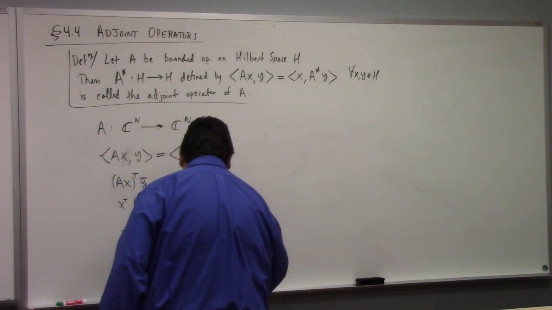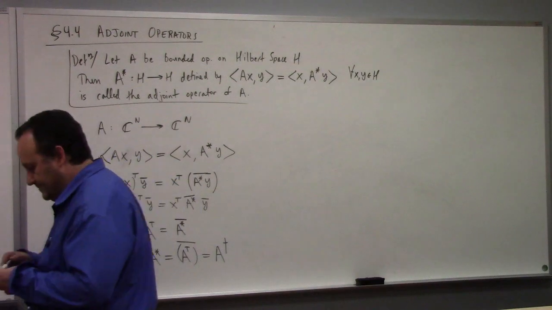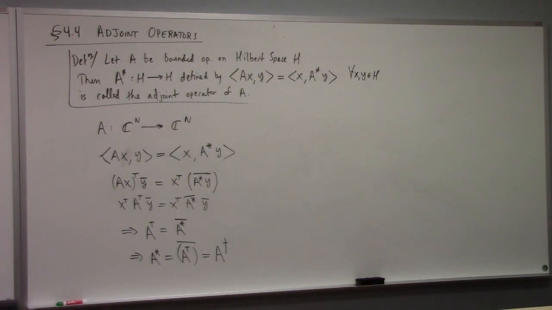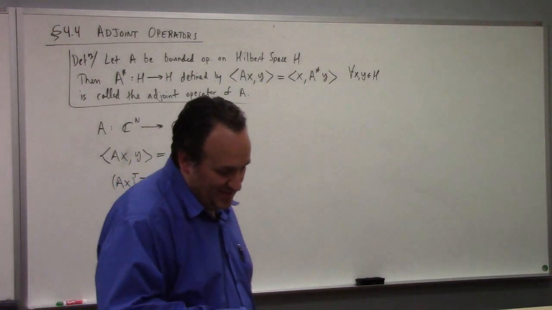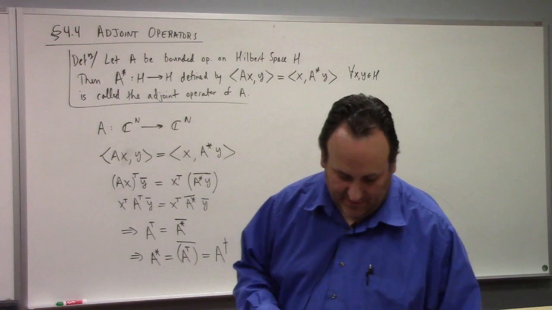That's a dagger in physics, right? So the Hermitian adjoint is the conjugate transpose, in the context where you want to think of it as a matrix.